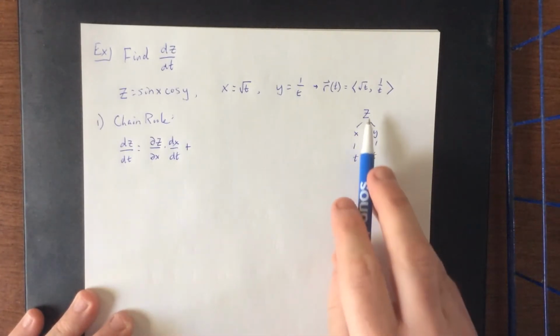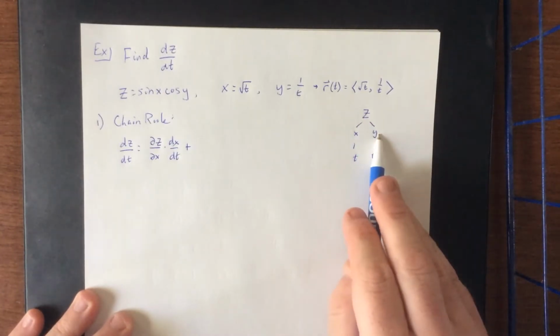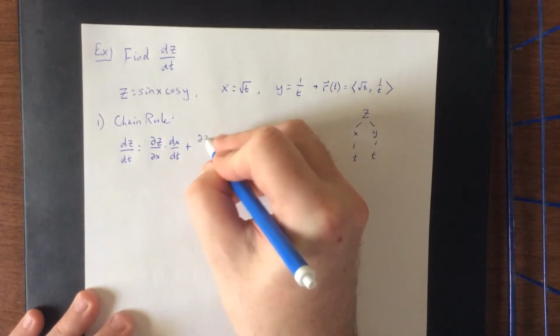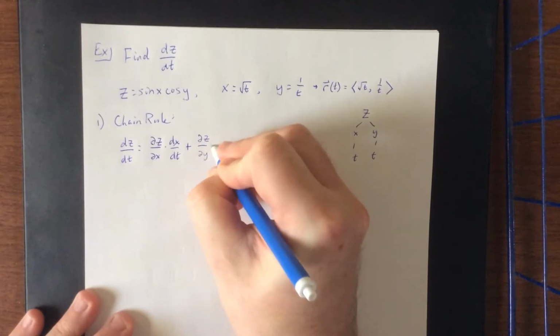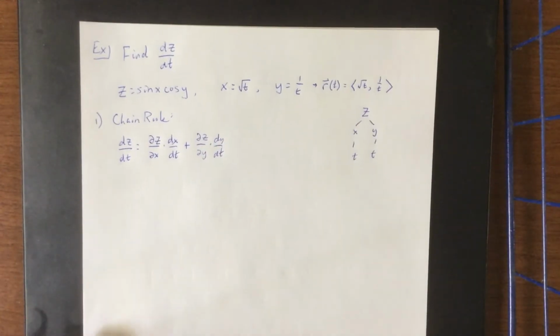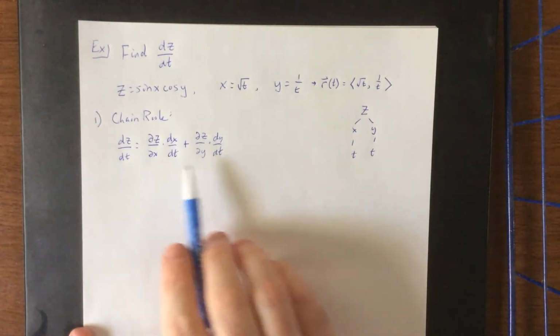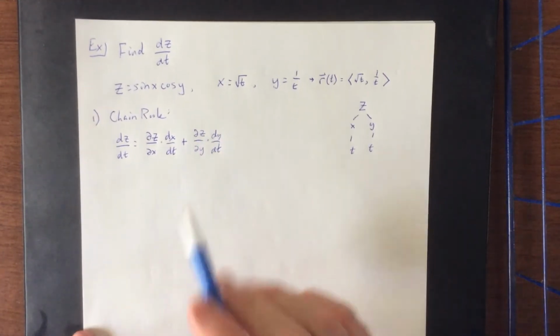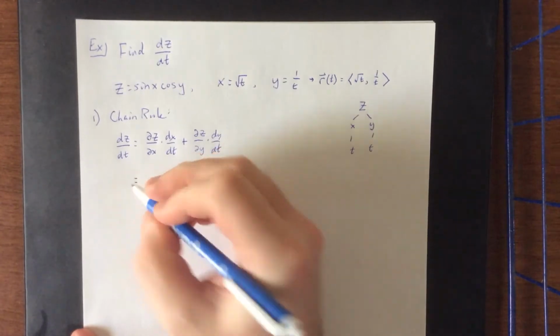Now, the other way we can go from z to t is from z to y and y to t. So partial of z with respect to y times dy over dt. Now that does, however, mean that we do have four derivatives to take here. Thankfully, those derivatives aren't too bad.